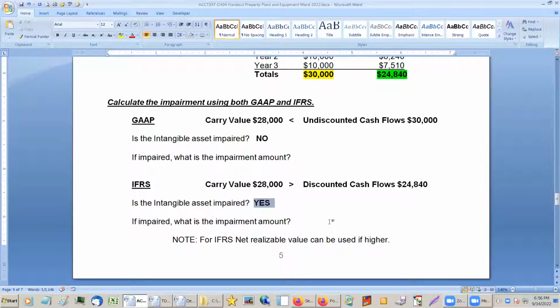And the impairment amount would be how much? So this is the value that we're saying that it's worth. 3,160.